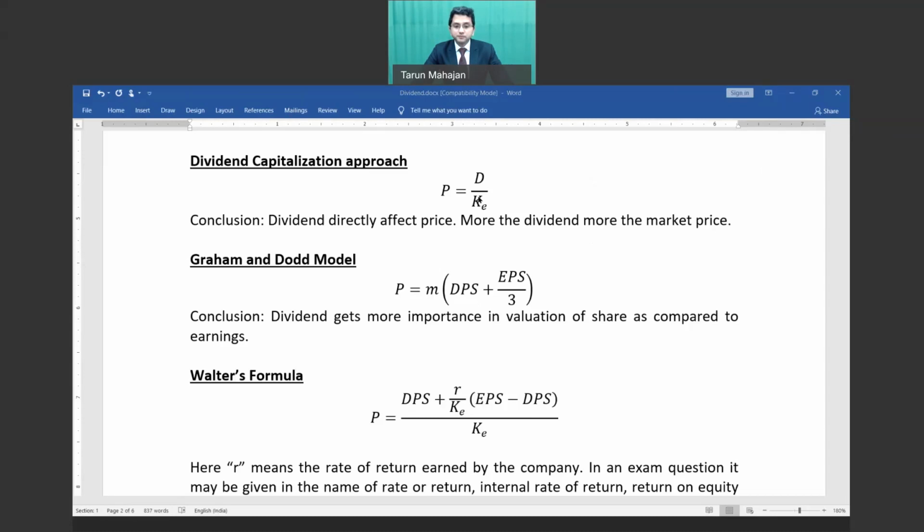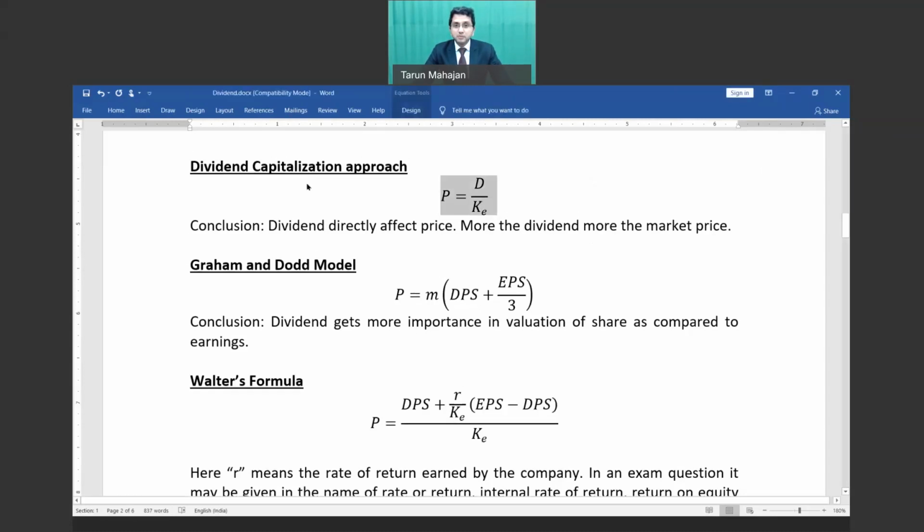So here we go. The dividend capitalization approach says that P is equal to D divided by K. Look at this formula. The current fair value is dependent on two things. Value is equal to performance divided by expectation. Looking at this formula, what do you see? If I increase dividend, what will happen to the price? If I increase dividend D, what will happen to the price P?